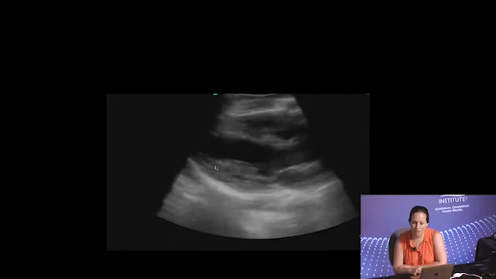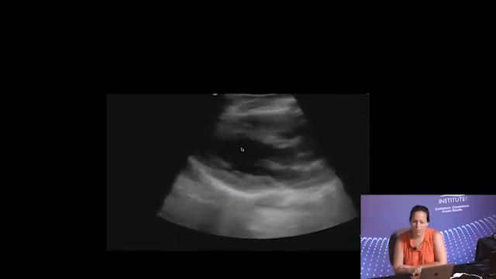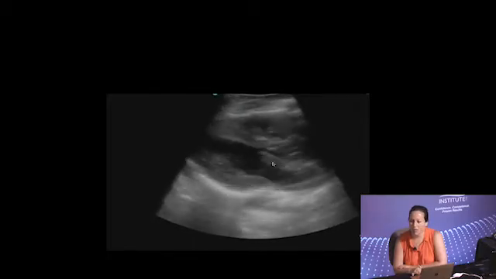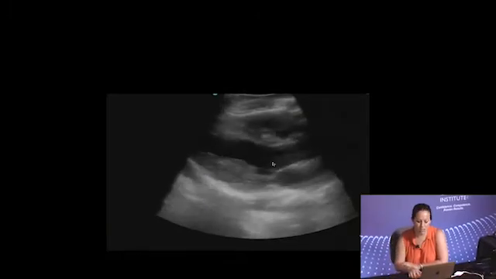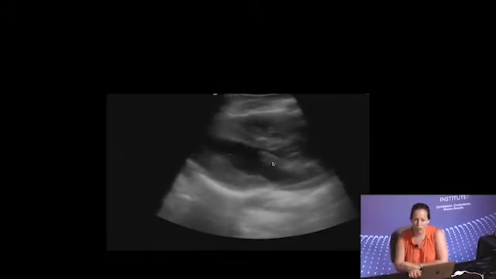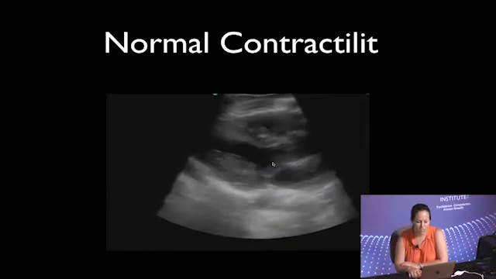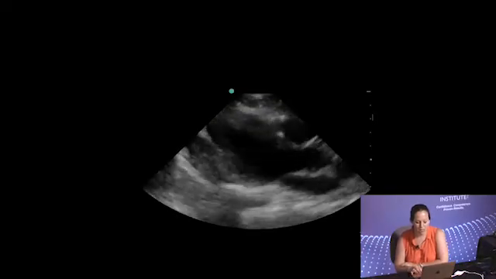Is it thickening? Yep. Septum, is that moving towards the posterior wall? Yep. What about the anterior leaflet of the mitral valve? Yep. So we have check, check, check. Yes, yes, yes. So normal or bad contractility? Normal. Okay, so that one's easy. That was the same exact video that I showed you before. That makes it easy. So this is less easy.